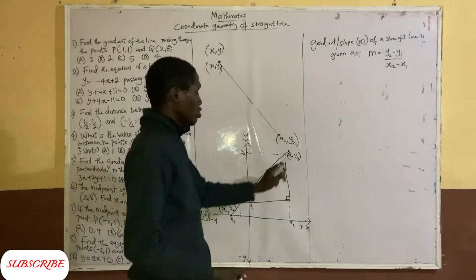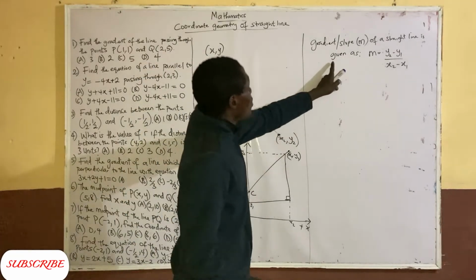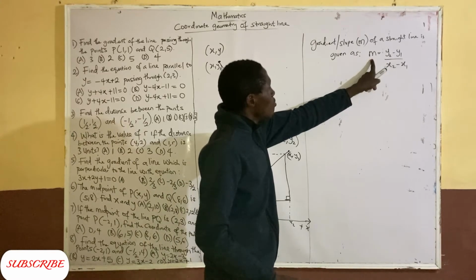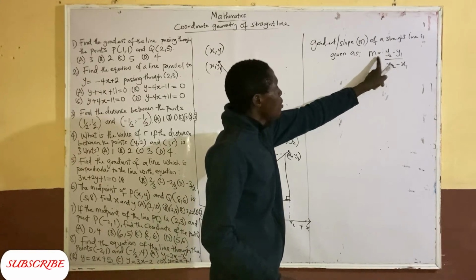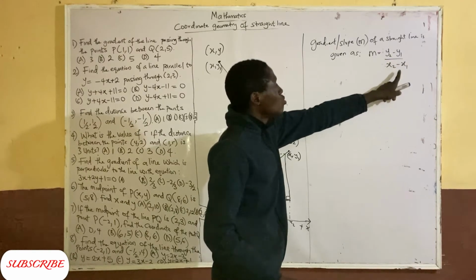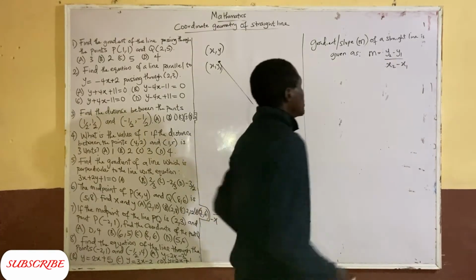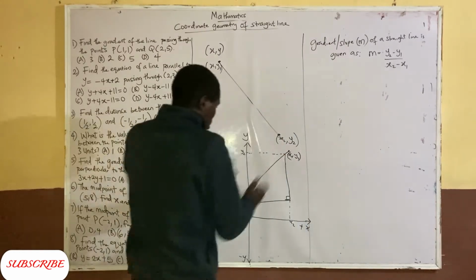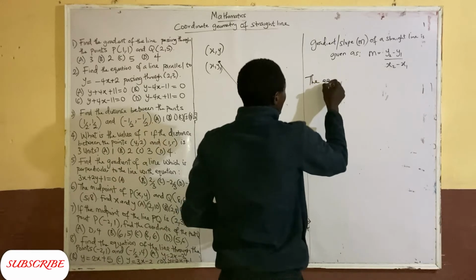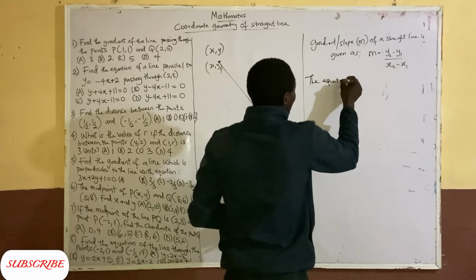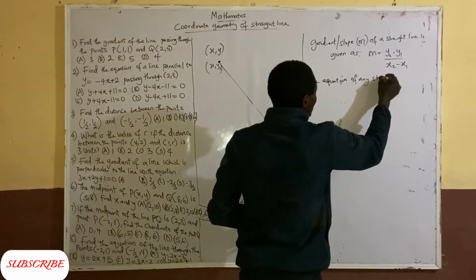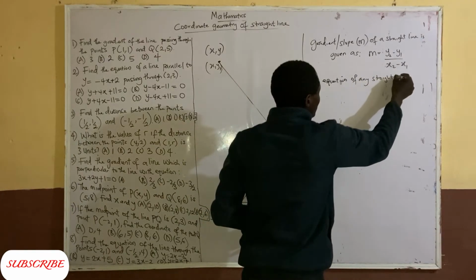So to calculate the gradient of a straight line, we have m. The gradient of a straight line is given as m equal to y2 minus y1 over x2 minus x1. Now, the equation of this straight line, the equation of any straight line, can be expressed as what?